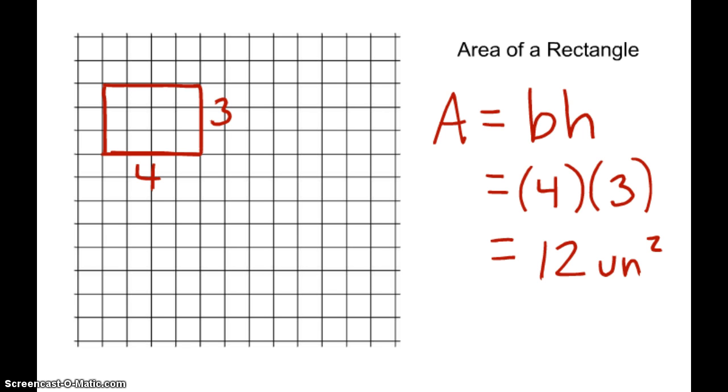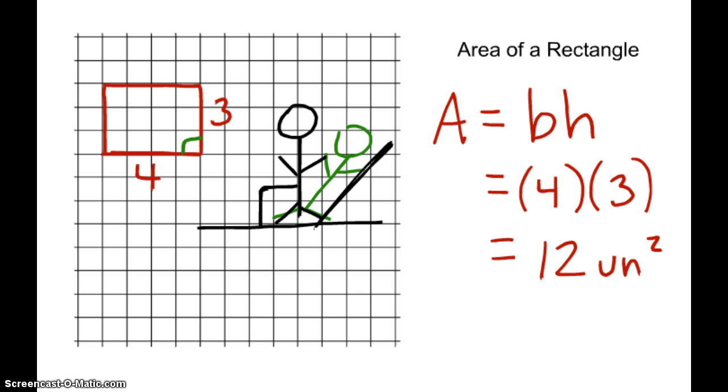What is super important is that you understand that there will always be a right angle formed between the base and the height. You would never measure a person who is standing like this if this is the ground. This is never going to be their height. Their height will always be when they're standing straight up, perpendicular to the ground. So your base and your height will always be perpendicular. They will always form a right angle here.